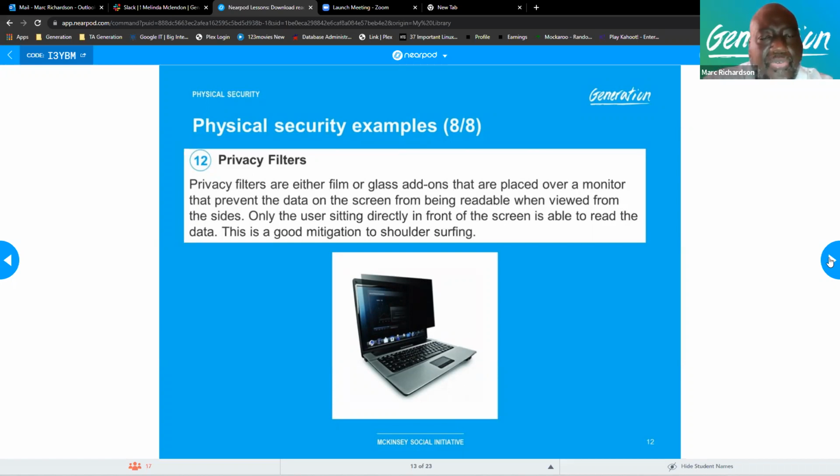Privacy filters are either film or glass add-ons that are placed over a monitor that prevent data on the screen from being readable when viewed from the sides. Only the user sitting directly in front of the screen is able to read the data. This is a good mitigation to shoulder surfing. All right. What is shoulder surfing?